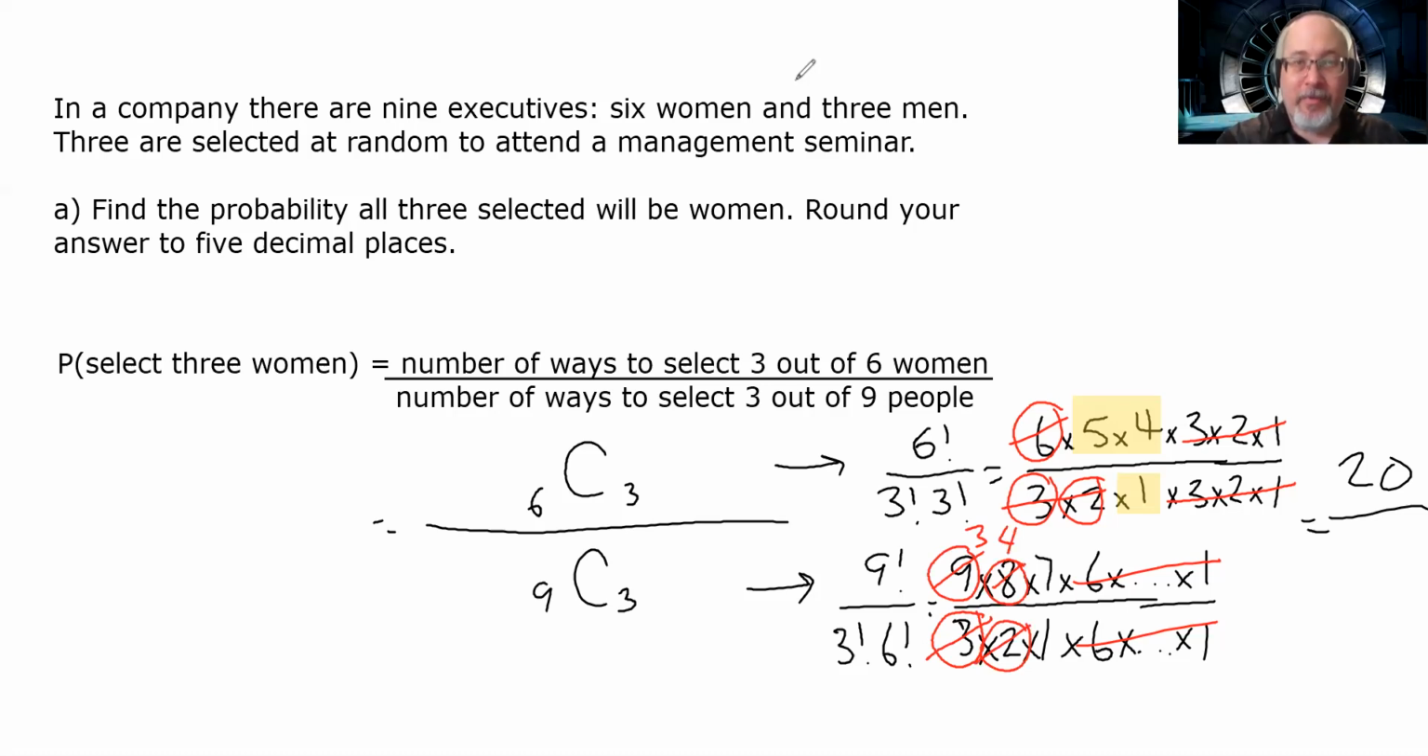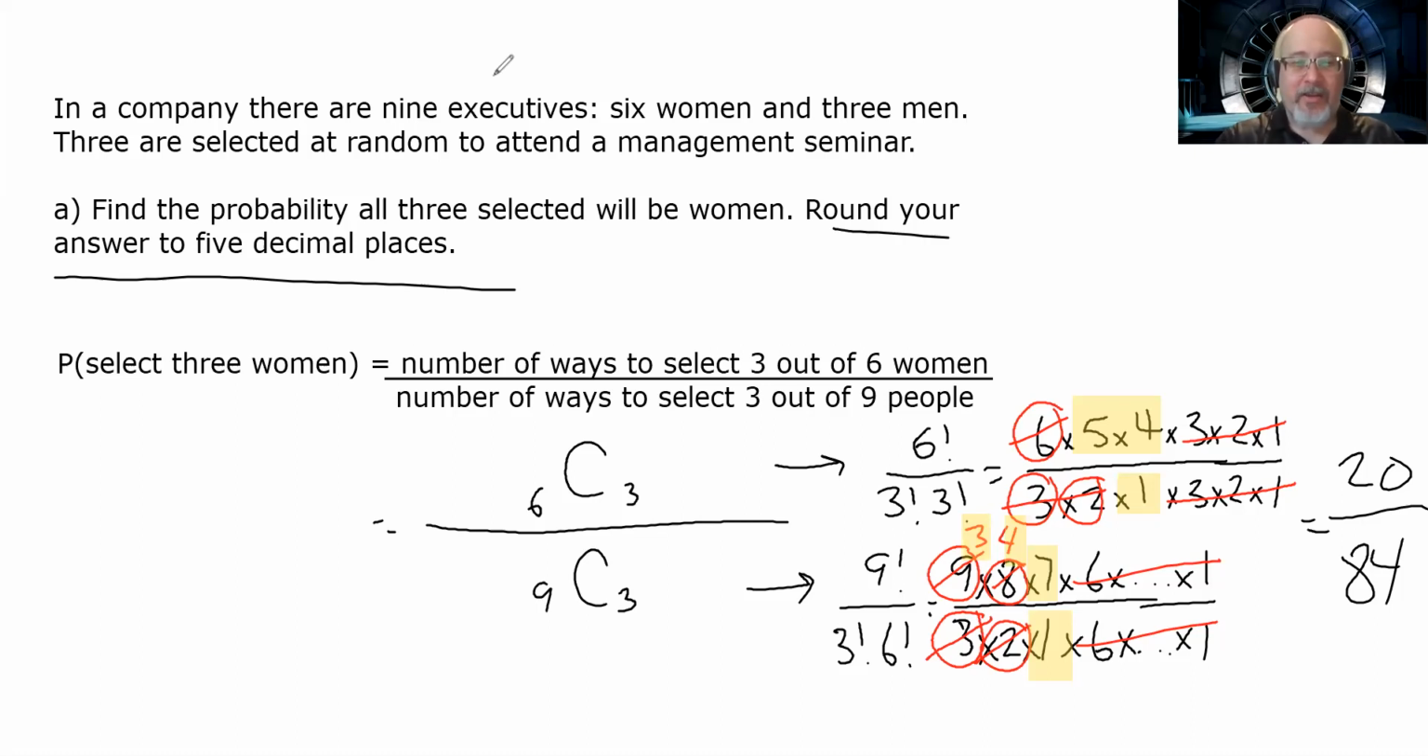Let's carefully gather up the pieces that remain. Only a 1 in the denominator, so we're good there. In the numerator, we have 3 times 4 times 7. 3 times 4 is 12, and 12 times 7 is 84. So the denominator of our fraction is going to be 84. Our probability is 20 over 84. We are, however, asked to round this answer to 5 decimal places.